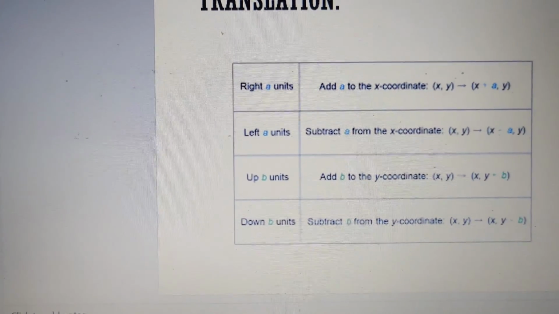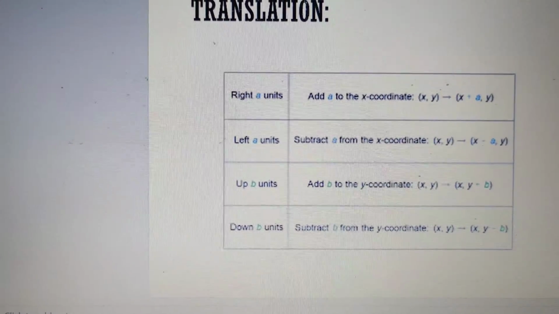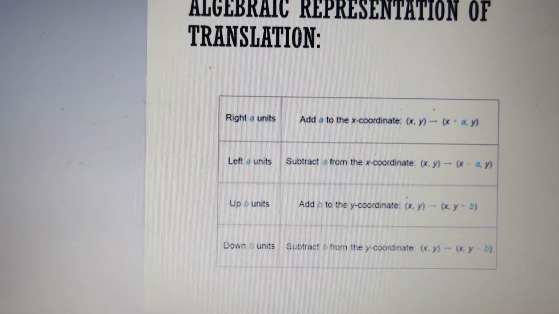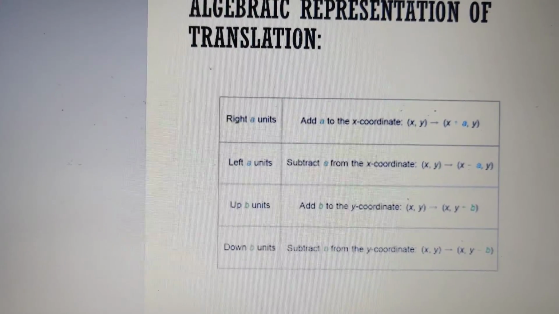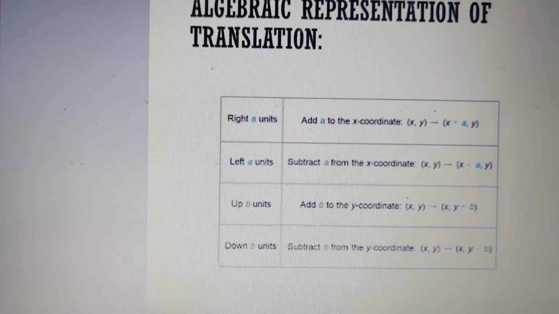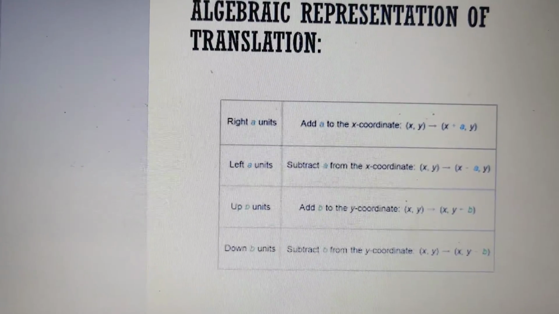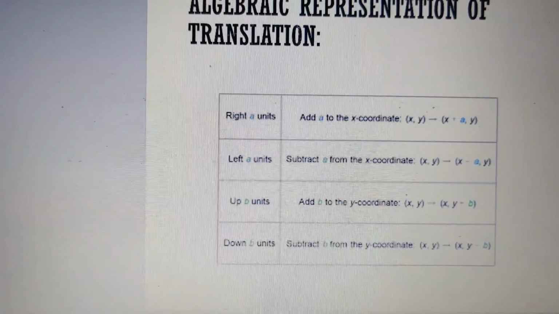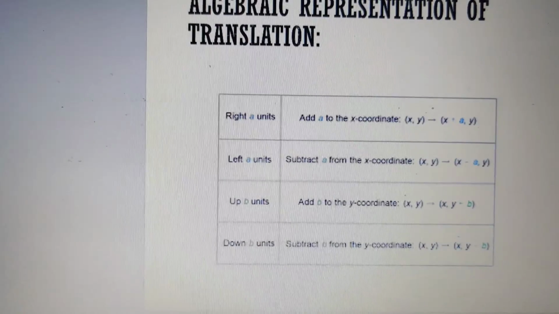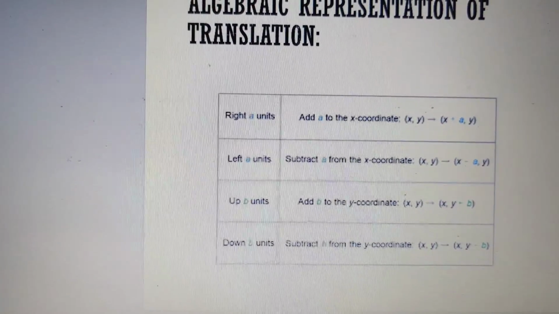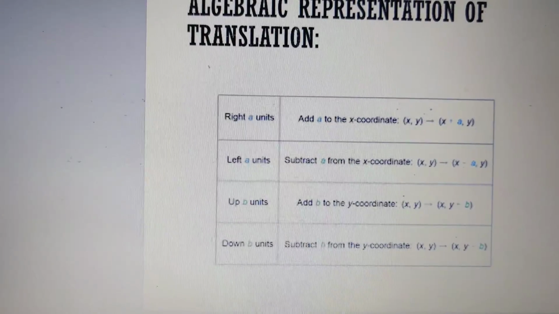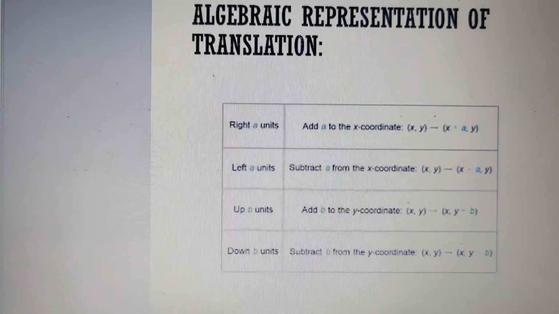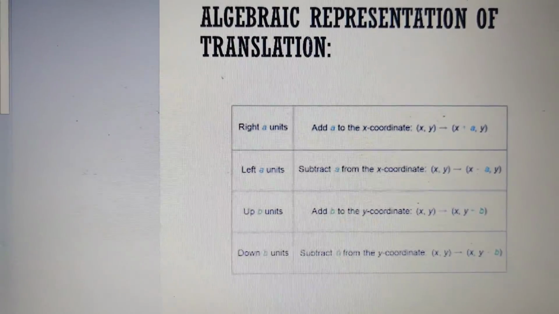Here, right A units means we will move A units to the right. That means that number will be added to the x coordinate. And left A units means subtract A from the x coordinate, and y will be the same. Up B units means add B. B is a variable, it can be any number. Add B to the y coordinate, and x stays the same. Down B units means subtract that number from the y coordinate and x will be the same.